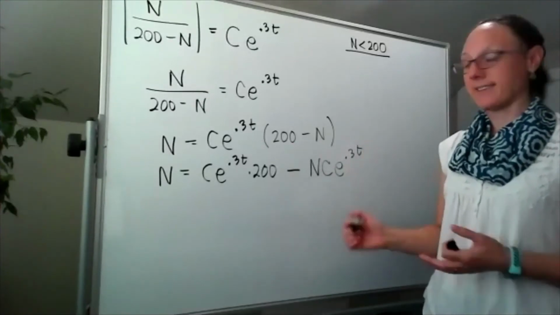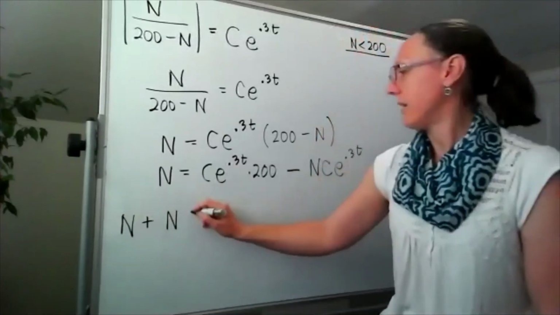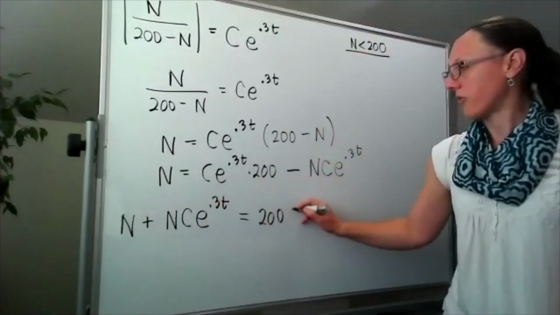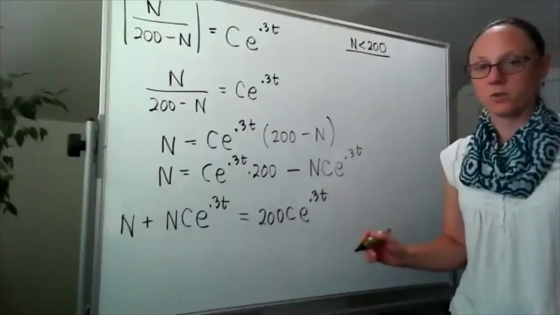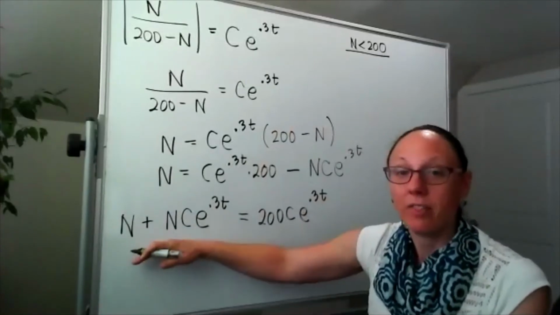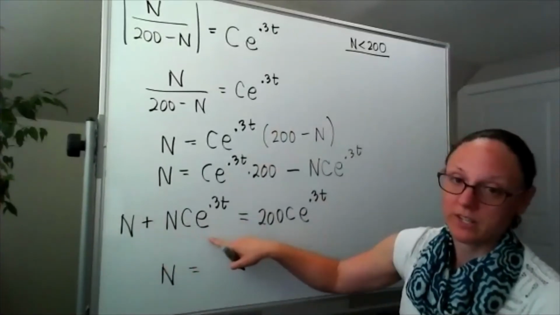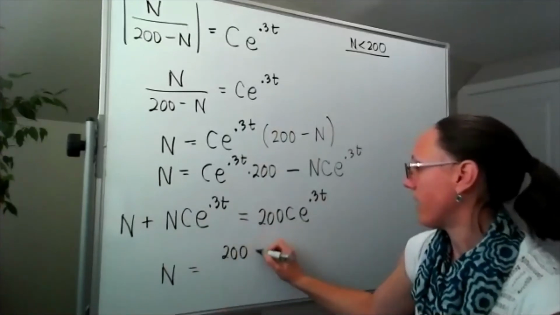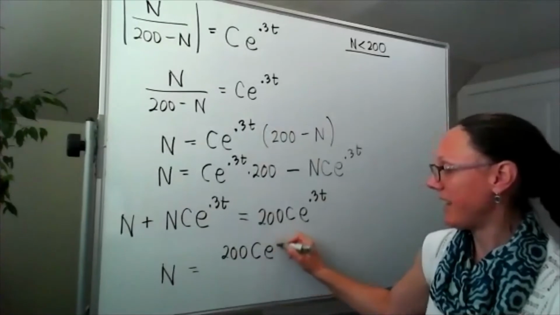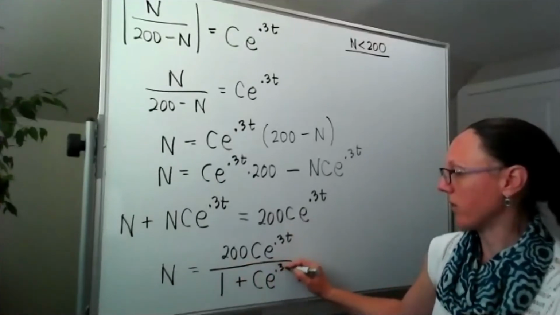Now, my objective is to get the n by itself, so I want to move this piece to the other side and look at n plus n c e to the 0.3t. And I'd still have this piece over here, so that's 200 c e to the 0.3t. I'm almost done. I'm going to factor that n out, and I'm going to do two steps at once. I'm going to factor that n out and then think about dividing the term to the other side. So when I factor the n out, I'd have 1 plus c e to the 0.3t. So my n is going to look like 200, oh, I missed my c, 200 c e to the 0.3t divided by 1 plus c e to the 0.3t.